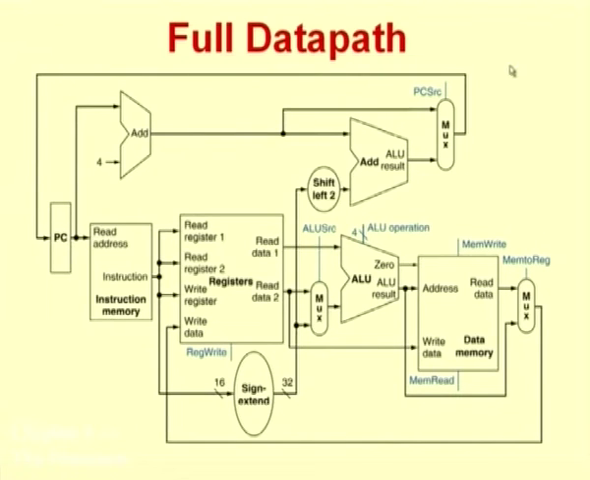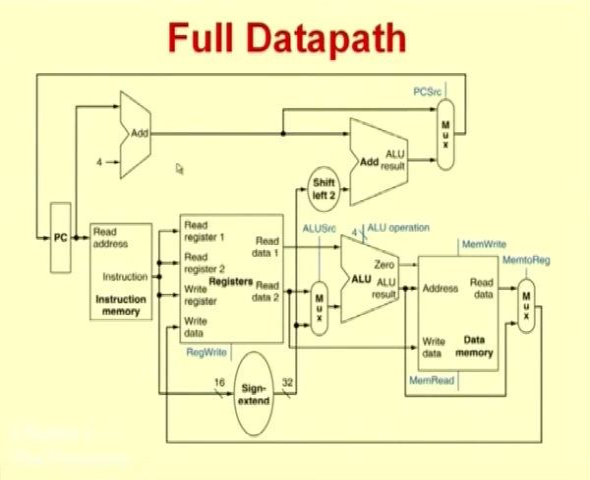Here we have a full data path that is specified. You can see that we have all the pieces that we want. This is the PC, the program counter, which feeds the address to the instruction memory. From the instruction memory you have the instruction coming out, which goes as input to specify the values that will have to go into the read registers. This is our register file. The register file will have three register numbers specified: read register 1, read register 2 and the write register number. The data will come out of read data 1 and read data 2. Control will be specified to say whether it is a read or a write operation. If it is a write operation, the write data will have to be given over here. So, these are with respect to the register file.